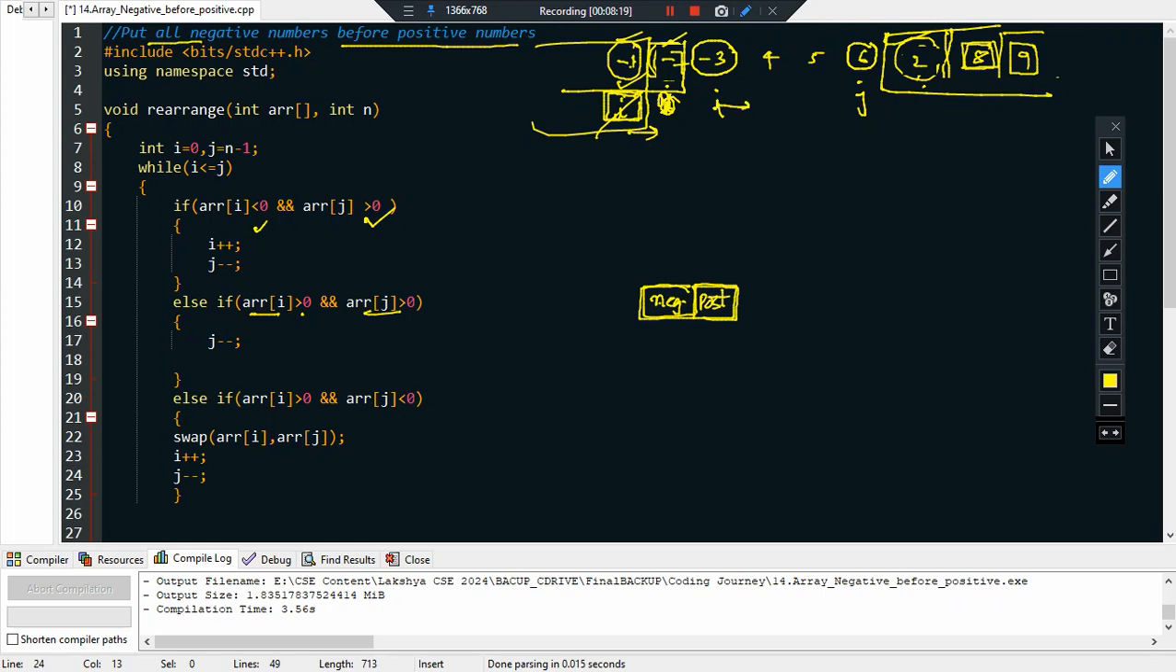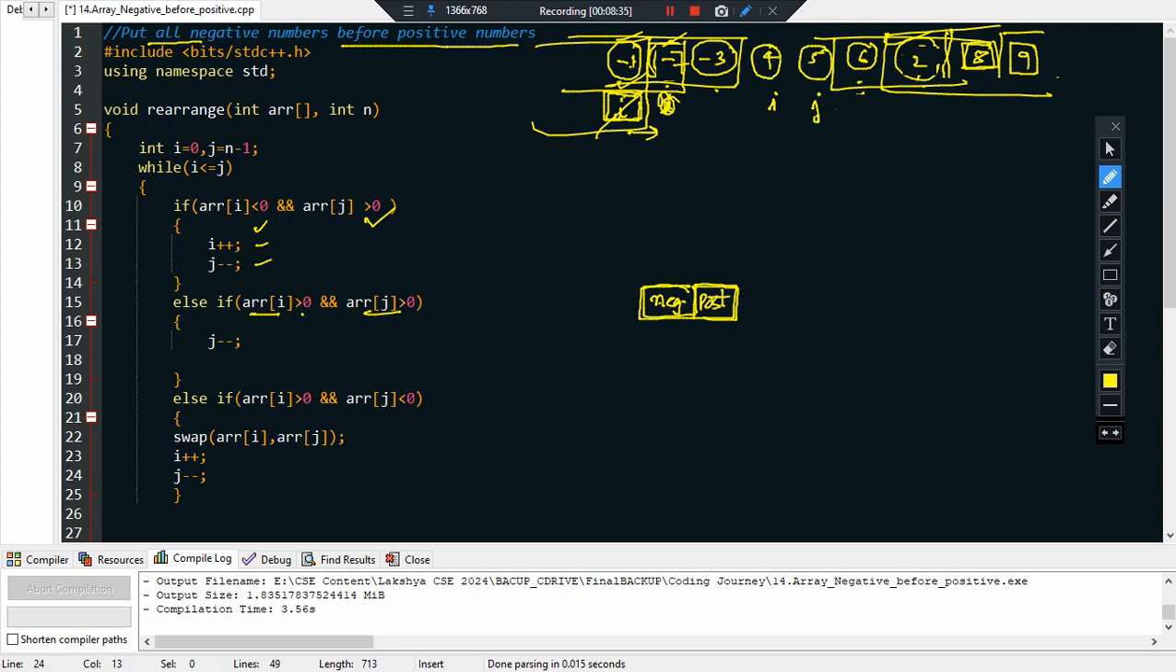Meaning is both are in the correct position. Finally just do i plus plus, j minus minus. So this also proves that it is in the correct position, this is also in the correct position. So basically now i will point to 4, j will point to 5. Now this is also positive, this is also positive.